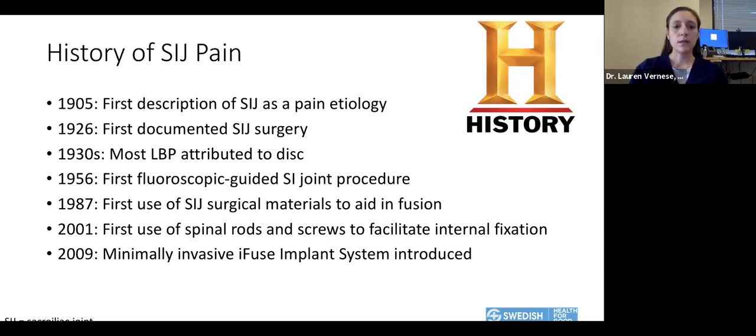However, more recently, the iFuse system, which we'll very briefly go over, seems to have about 88% success. I'll go over my concerns about sacroiliac joint fusion, but that is what the literature is currently showing.